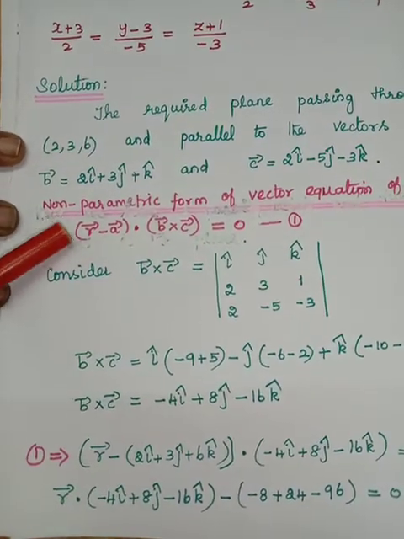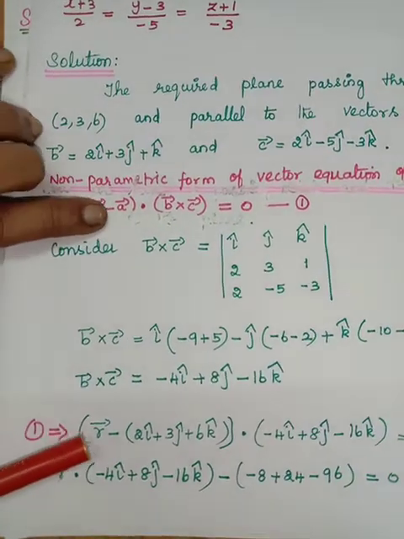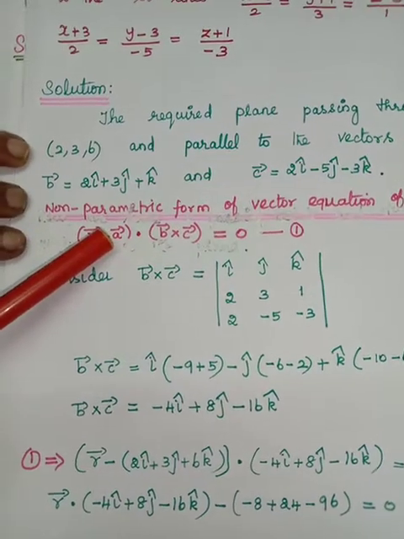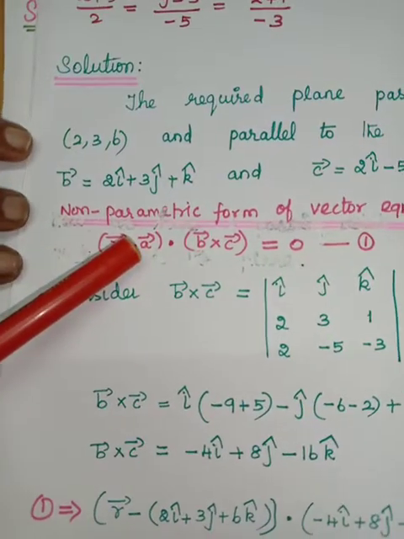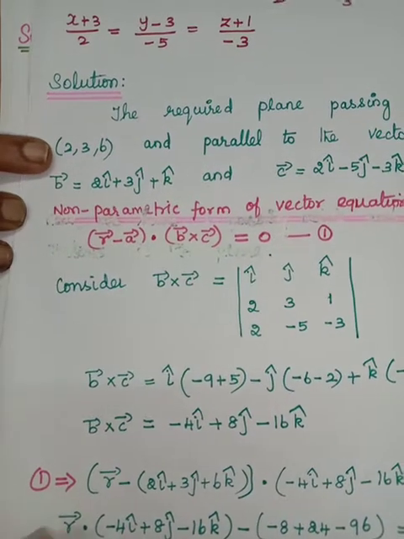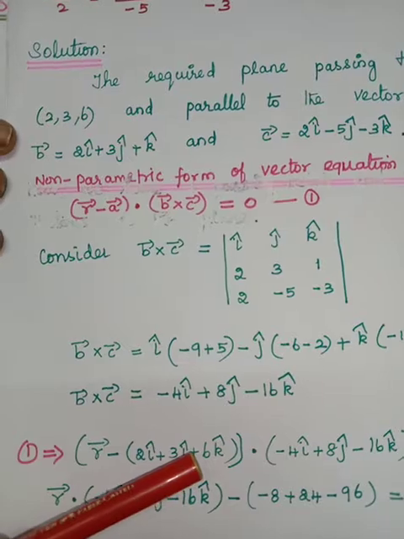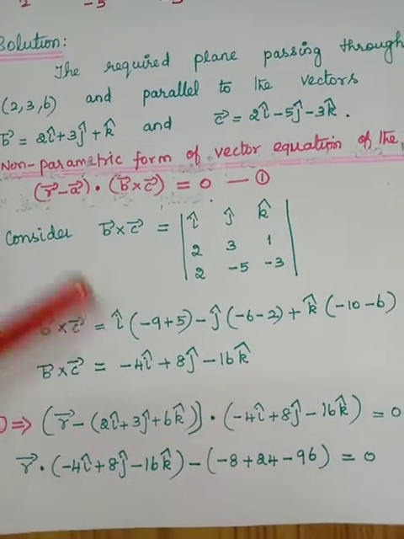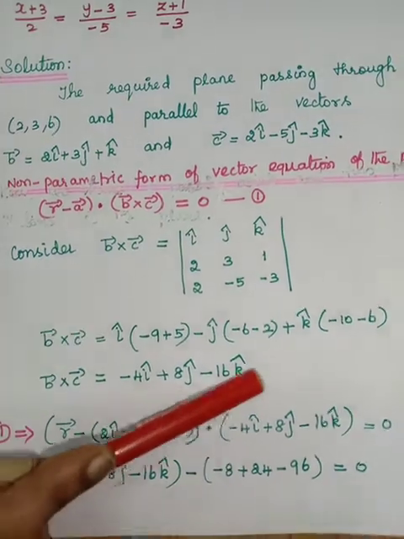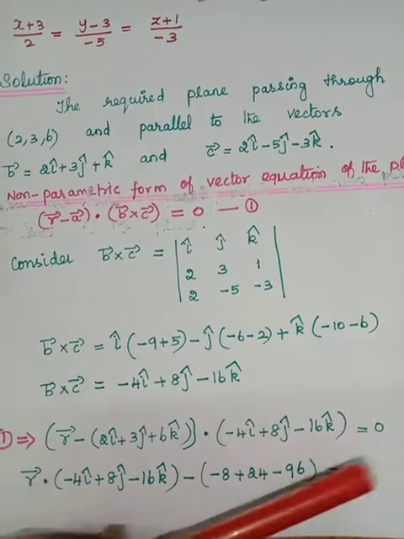So substitute in this first equation. Here you are having what? R vector minus A vector. A vector is nothing but the position vector of the passing point. So whose position vector is what? 2i cap plus 3j cap plus 6k cap, dot, and here B vector cross C vector has to be written. I have written this, which is equal to 0.